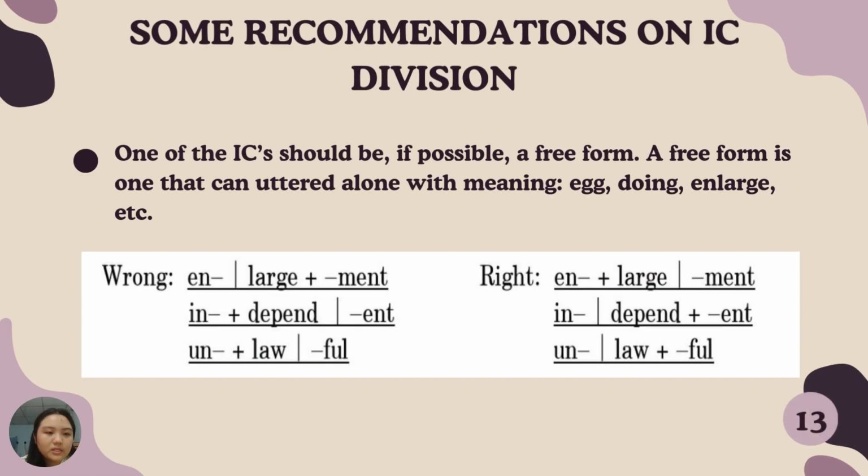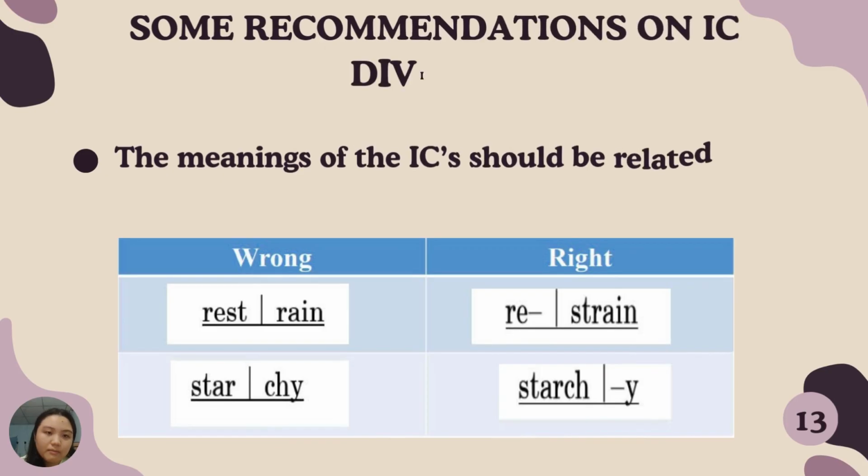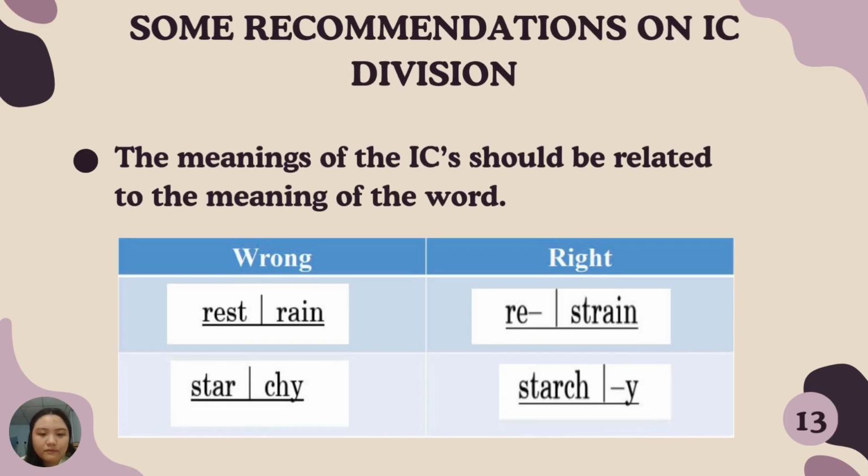The second recommendation is that one of the ICs should be, if possible, a free form. A free form is one that can be uttered alone with meaning, like act, doing, enlarge, and so on. Third recommendation, the meanings of the ICs should be related to the meaning of the word. We can't separate restrain into rest and rain. That's the wrong way. For the right way, we cut the prefix re- and then we have the free base strain.